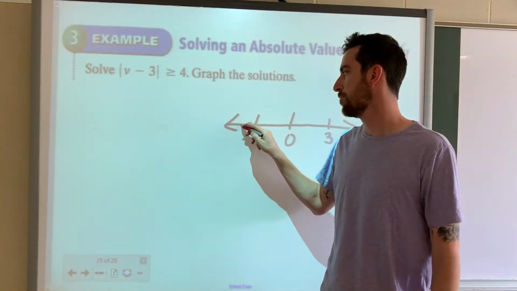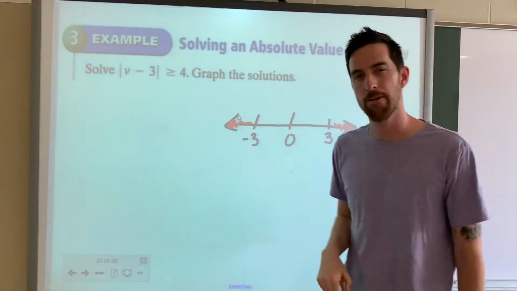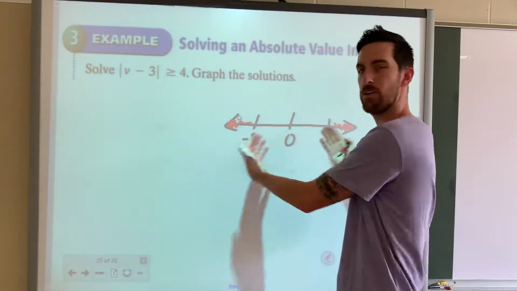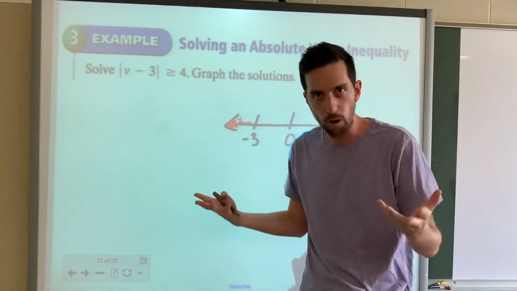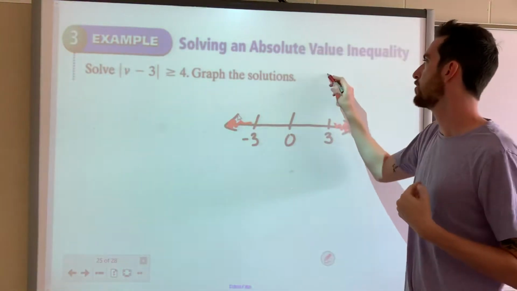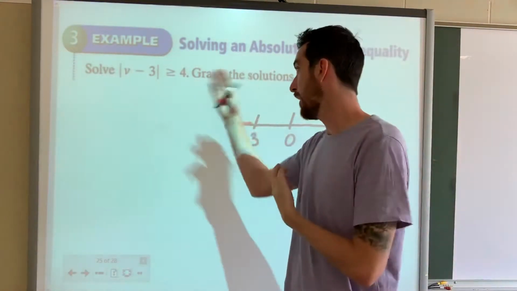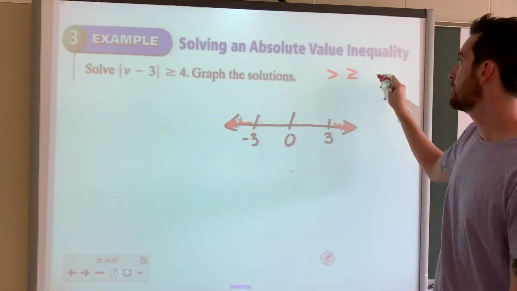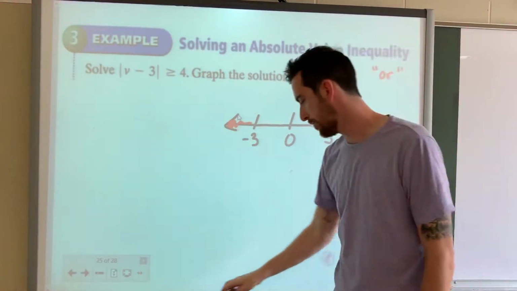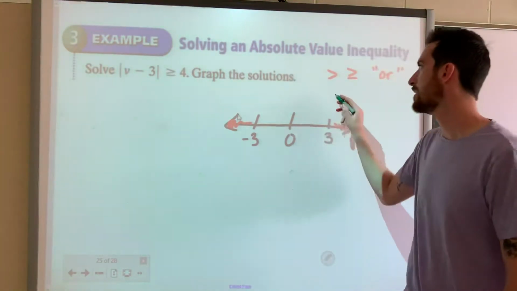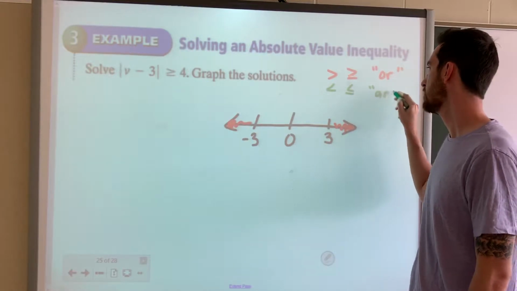So think of something being further away on like a compound inequality. What kind of compound inequality is shaded further away? Or. So if you see something that is greater than or equal to with absolute value inequalities, that's going to be shaded like an OR problem. And we're going to set it up like an OR problem. If you see something that is less than or equal to, that's going to be an AND style problem.